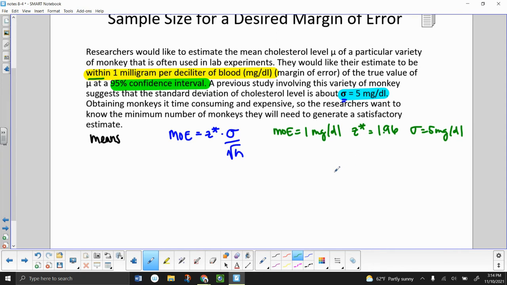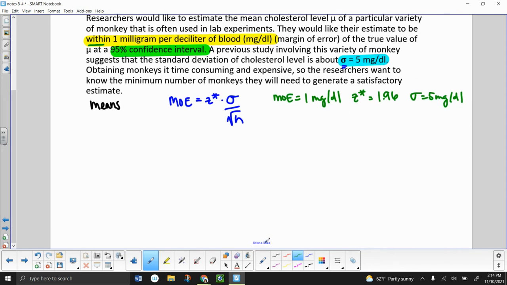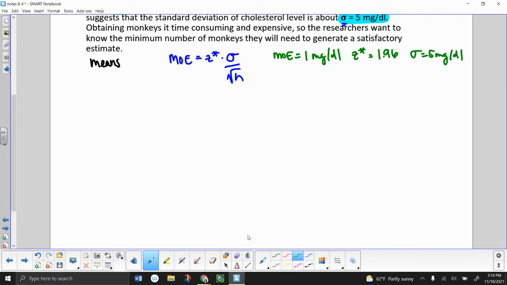Okay, so this is just going to be a pretty algebra heavy task. Okay, so let's plug in the information that we know. So plugging it into our formula, our margin of error is equal to 1. So it's going to be 1 equals 1.96 times our standard deviation over the square root of n. So in this problem, we're solving for our sample size. All right, so first thing we're going to do is we know that we need to get n by itself. So what we're actually going to do is we're going to take the reciprocal of both sides. What this is going to do, it's going to get n on top.